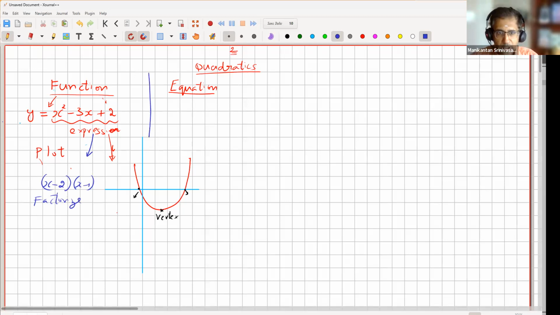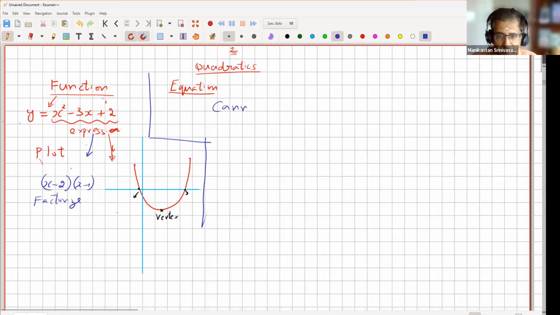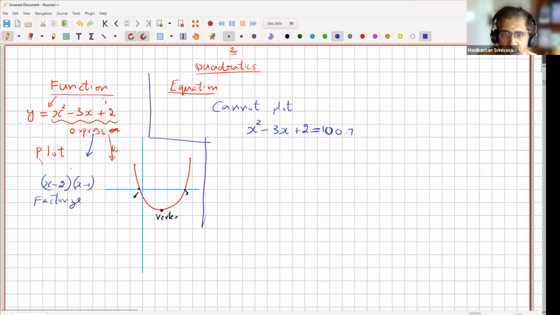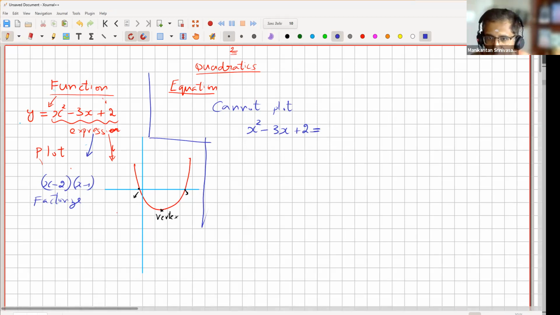Whereas if you have an equation, okay, you cannot plot it. What do you mean by saying an equation? You are asking x square minus 3x plus 2 equal to 0 by putting it equal to a numerical value. The right hand side need not be 0. The right hand side could be 10 also, right? It could be 100.7. It could be anything really, but you're setting it to be a numerical value. And generally it's convenient to put it 0, or rather, even if it's non-zero, move everything to the left hand side and make the right hand side 0. That's what an equation is.